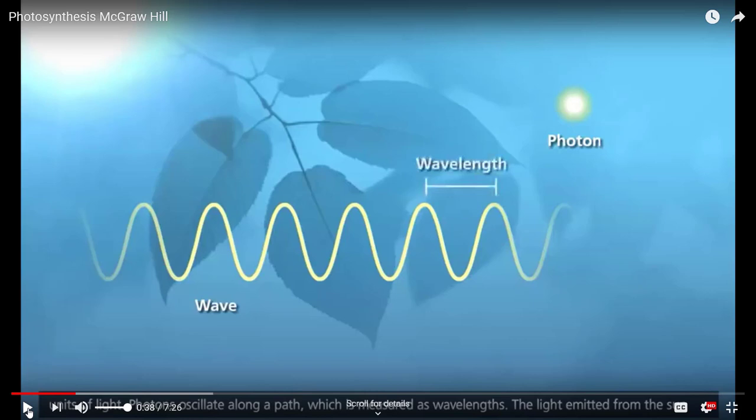Okay, so number one, photosynthesis involves an energy that originates from the sun and yields what? Oxygen as a byproduct. The smallest units of light are photons, spelling is up there. And they oscillate, which means they move up and down on a path called wavelengths.